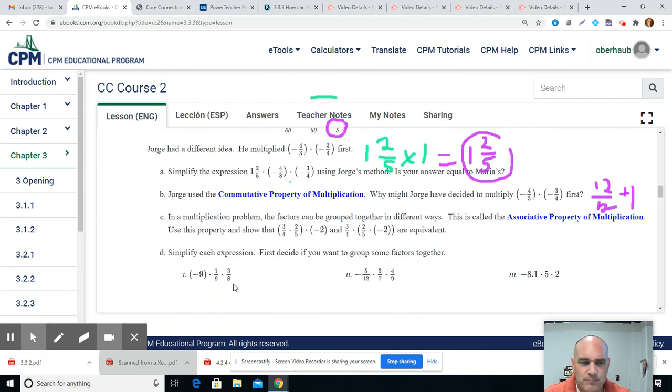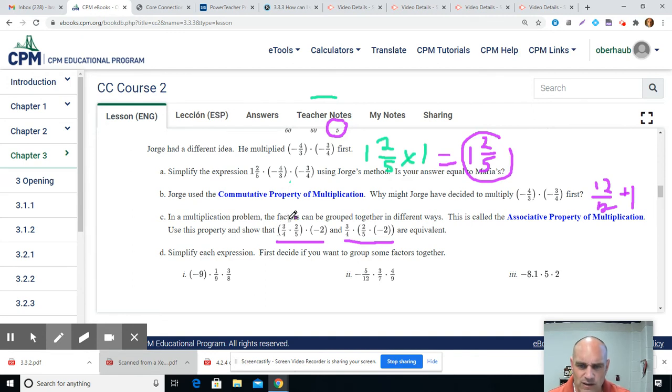Part C. In a multiplication problem, the factors may be grouped together in different ways. This is called the associative property of multiplication. Use this property to show that this first expression is equivalent to this expression. We want to see if these are equivalent or not. So notice, we have everything in the exact same order: 3/5, 2/5, negative 2. The only difference is we're changing the parentheses. We're changing what we do first.